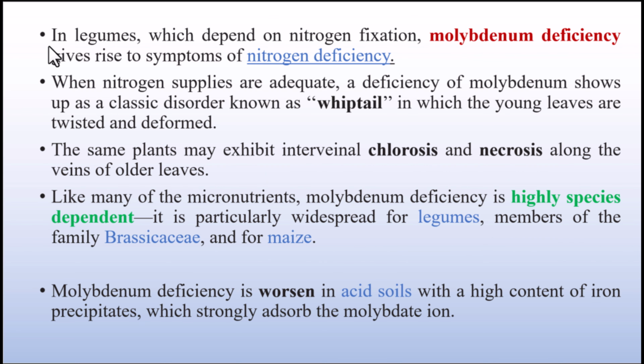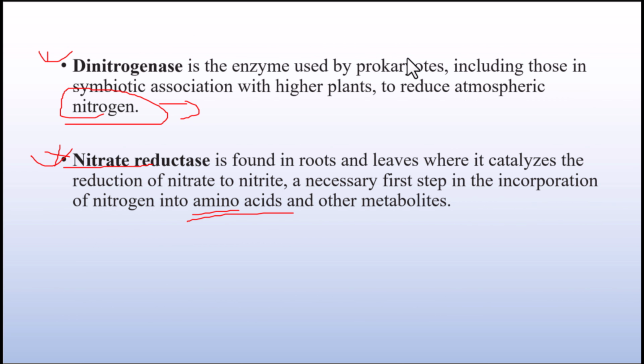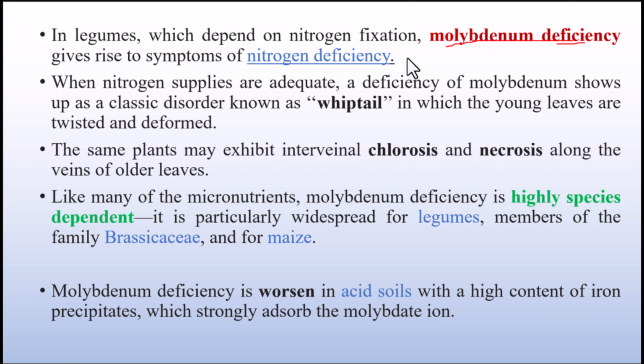In legumes, as we know, legumes have root nodules and they have the ability to fix nitrogen. So molybdenum deficiency gives rise to symptoms of nitrogen deficiency. It means in legumes, if molybdenum is absent or deficient, then these two enzymes, nitrate reductase and dinitrogenase, are both not functioning.